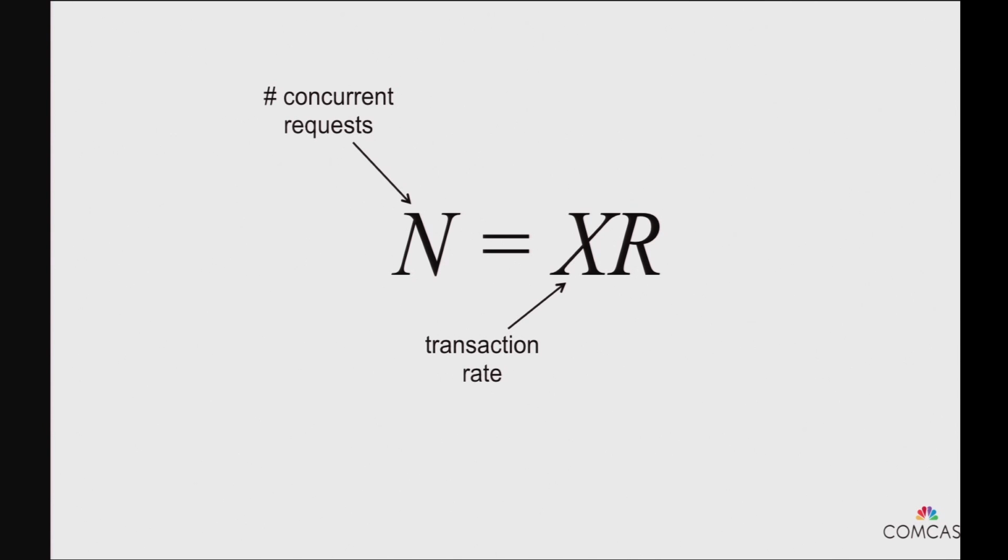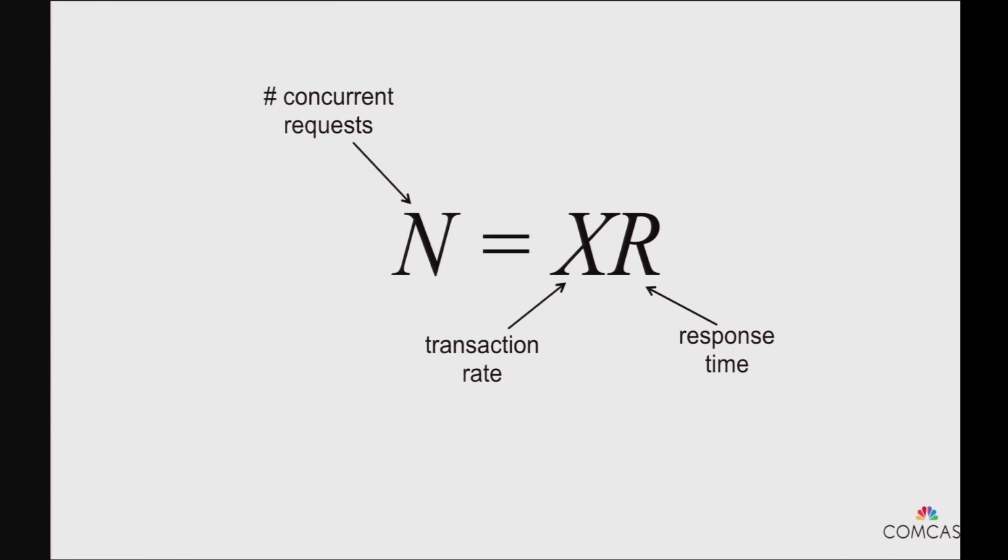X is the transaction rate. So how quickly are they coming in? This is what in the industry people say, yeah, you get 5,000 requests a minute or whatever. If you've used Twitter's API and been denied, you know about this number. And then finally is the response time. How long does it take for the service to return you something?